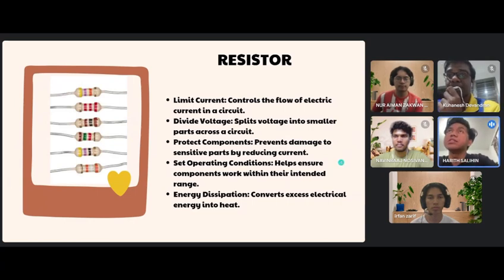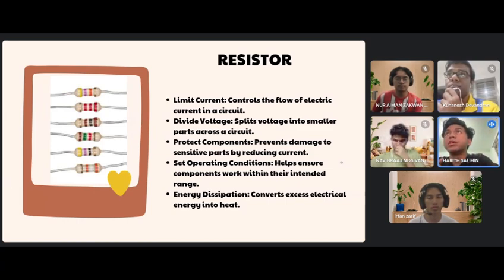All right, the next one is resistor. There are five functions for this component, and the first one is to limit current flow, meaning that it controls the flow of electric current in the circuit. And the second one is divide voltage. We can divide the voltage between two paths of the circuit.